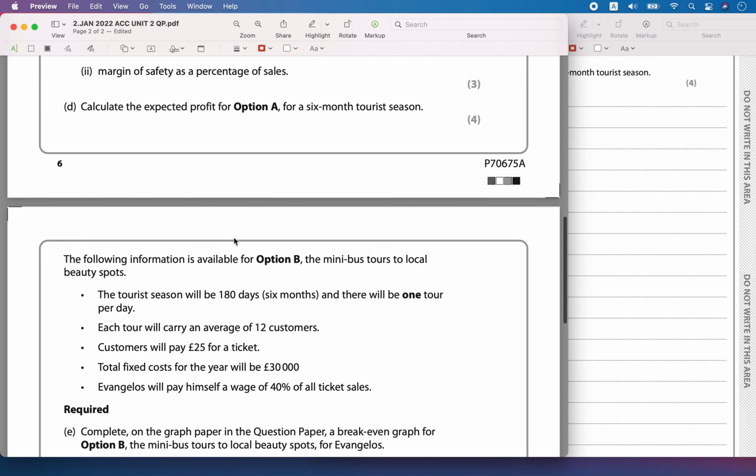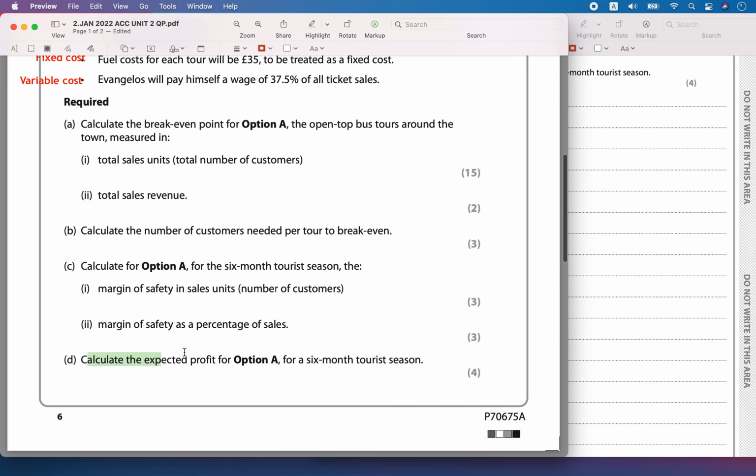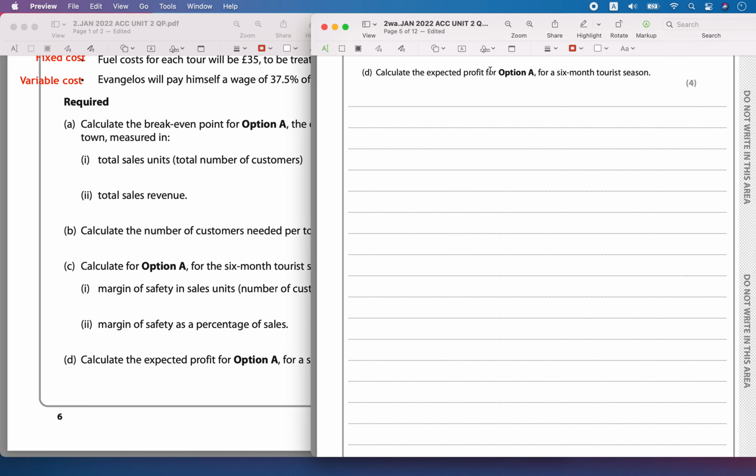Hello, today we are solving the Jan 2022 Unit 2 IAL paper. Question number D: calculate the expected profit for option A for the 6-month tourist season. What will be the expected profit? Let's calculate it.